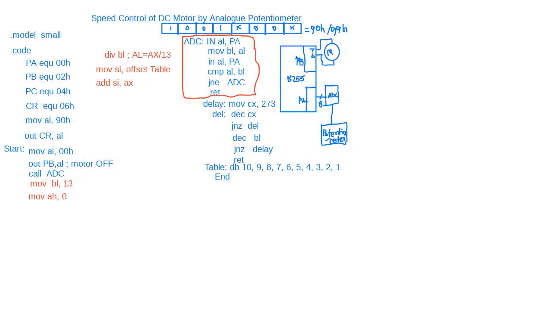Then mov bl, [si]. So this 10 or 9, whatever it is, will come up here in BL. Now call delay, because for delay we use the BL register as a multiple of 1 millisecond. Call delay. So now it is a certain time, 10 millisecond, 9 millisecond, the motor is off.